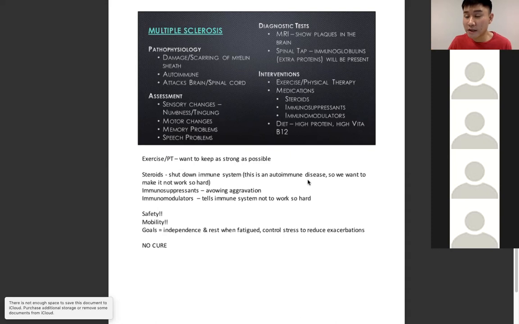Diet includes high protein. This is because the body spends so much of its protein creating these antibodies to attack its spinal cord, to attack itself. So we have to supplement the body with sufficient high protein because the body used it. And then high vitamin B12. Exercise and physical therapy are because we want to keep the patient as strong as possible. Again, the steroids shut down the immune system. So this is an autoimmune disease, and we want to make it not work so hard.